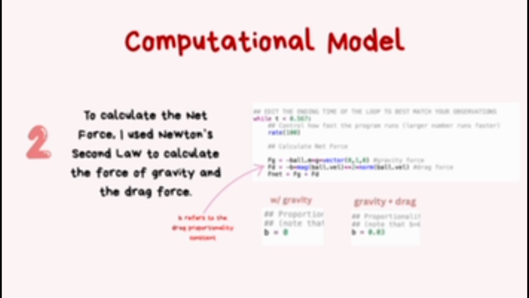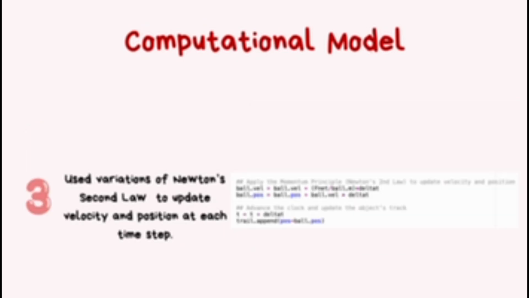To calculate the drag force, I use the equation shown earlier, which involves B, the proportionality constant. When only gravity is present, B equals 0. However, when taking into account air resistance, I estimated B to be about 0.03 based on my data. Lastly, in a while loop, I use variations of Newton's second law to update velocity and position at each time step.